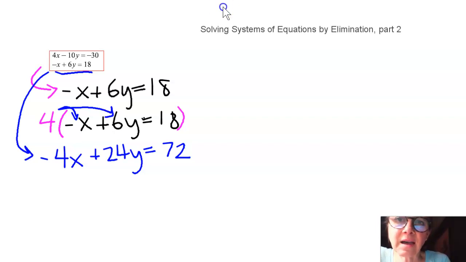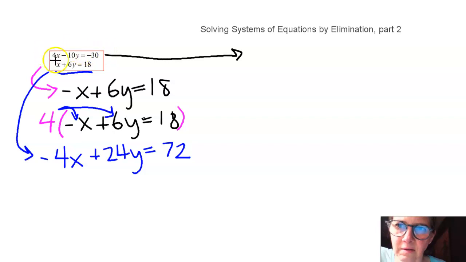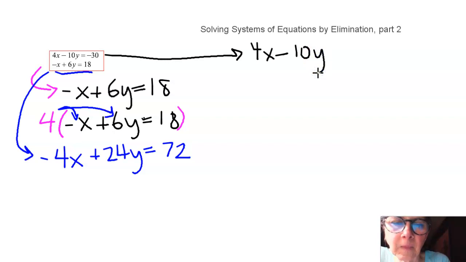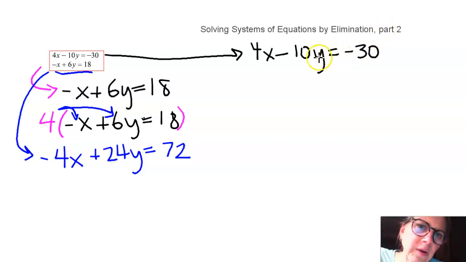So let's take this top equation that we haven't done anything to yet. We're just going to rewrite it over here. The top equation says 4x minus 10y equals negative 30. So that's what I'm going to write over here right now: 4x minus 10y equals negative 30. Okay, so I've rewritten that.